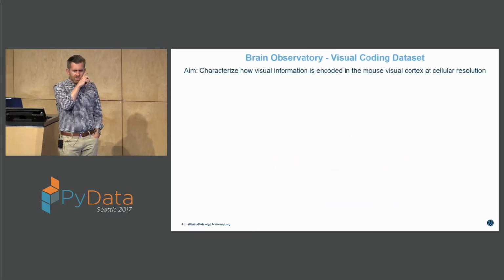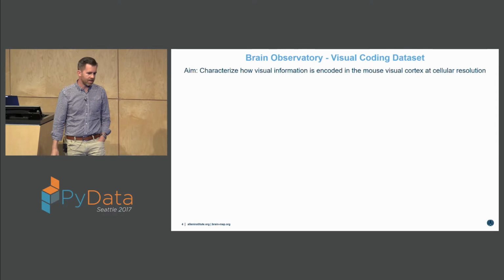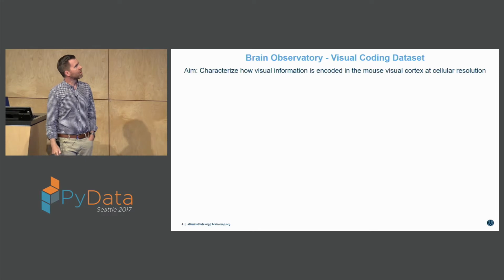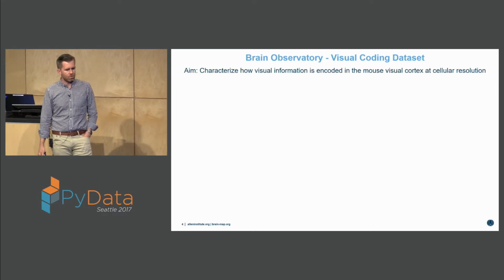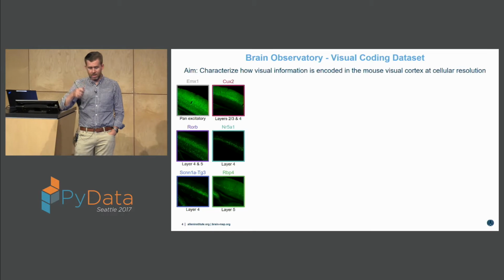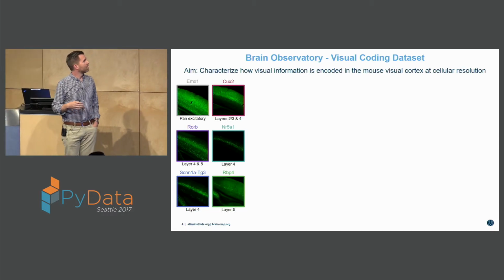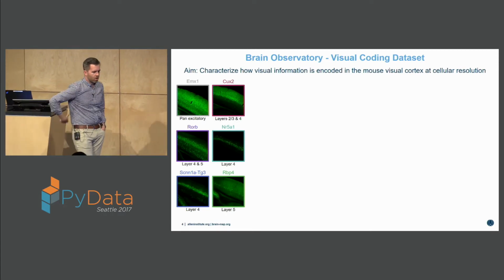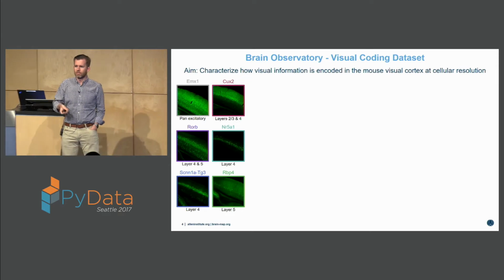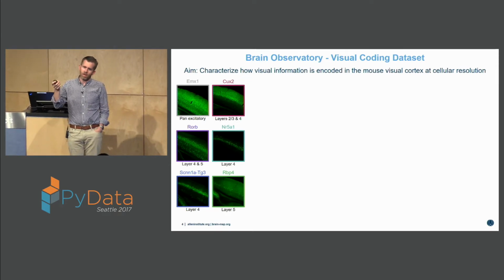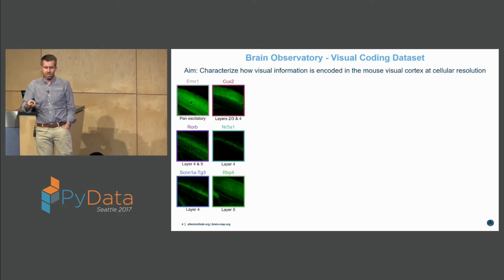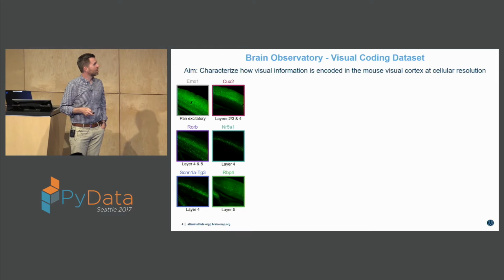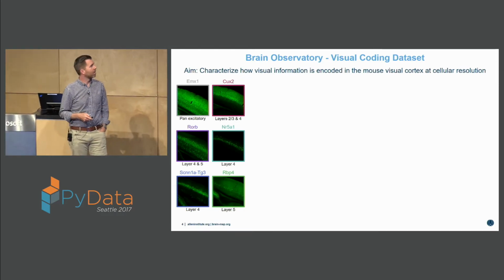So the Brain Observatory is the Allen Institute's attempt to basically survey the visual system, and particularly in the mouse visual cortex. One of the reasons that we are looking in the mouse visual cortex is that we can create transgenic animals who have cells in their brain that glow when they are active, and we can specify certain cells to fluoresce when they are active.